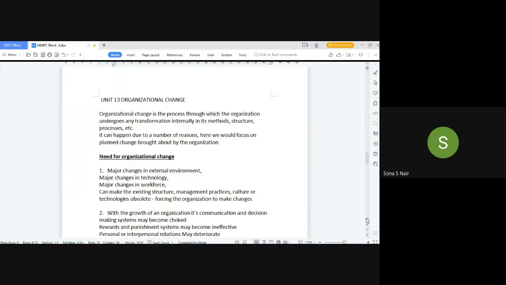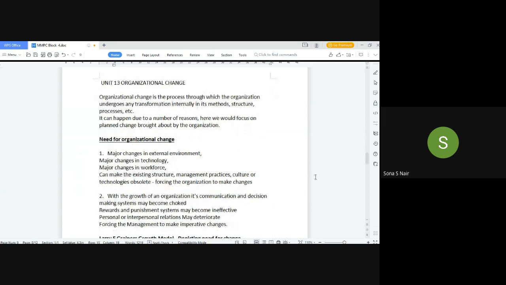And let us come to an important topic, which is organizational change.